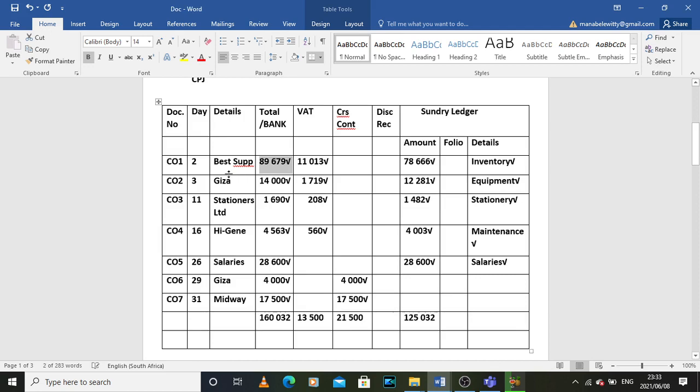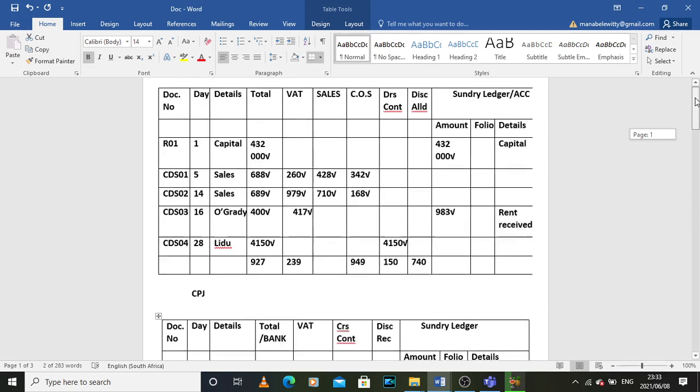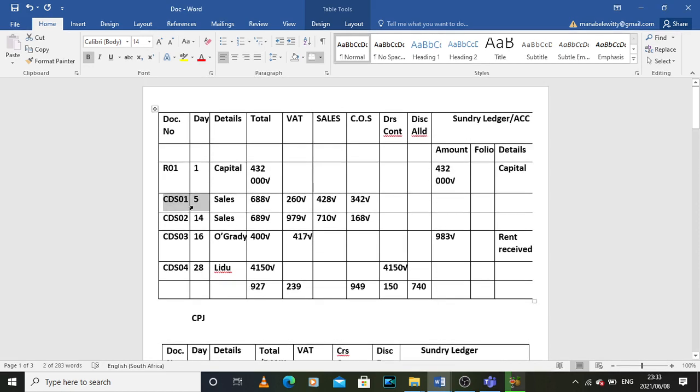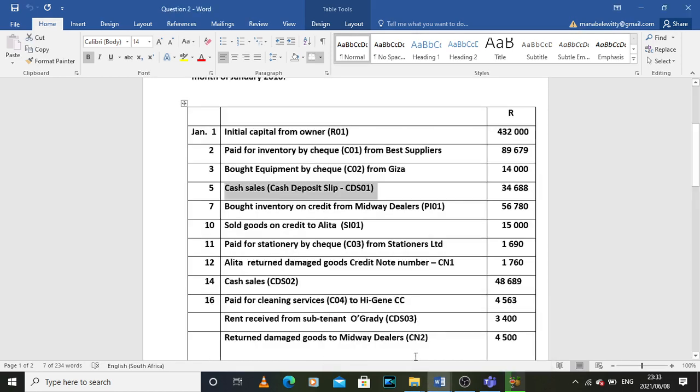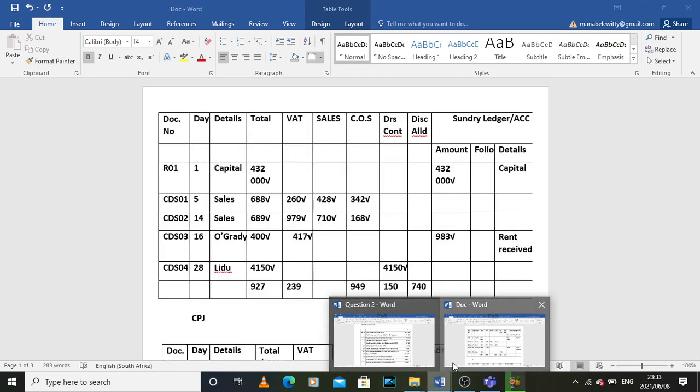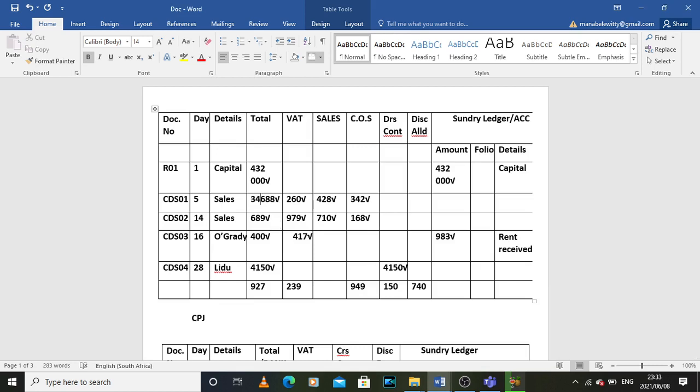Transaction number 5. Here it is. Transaction number 5 on your CRG. You don't have a name. You put sales. You put your sales figure. I think something is missing from the sales figure. How much is the first figure? 34,688. So your 34,688. You must calculate sales amount and VAT amount using this amount.